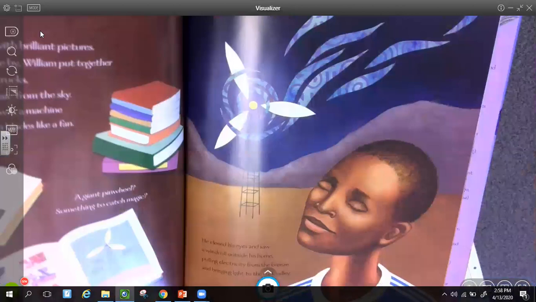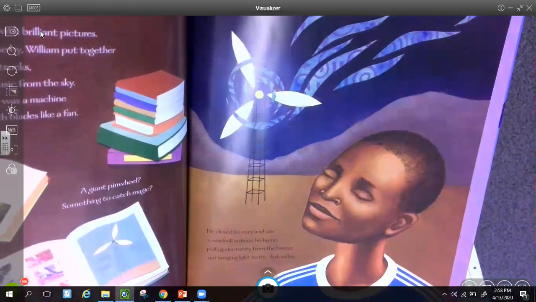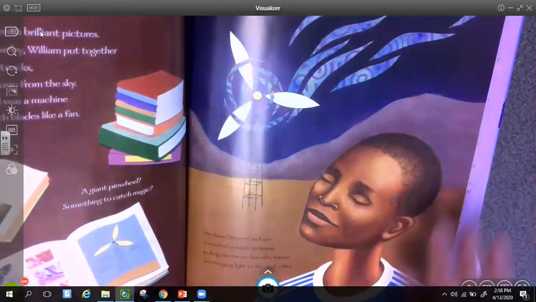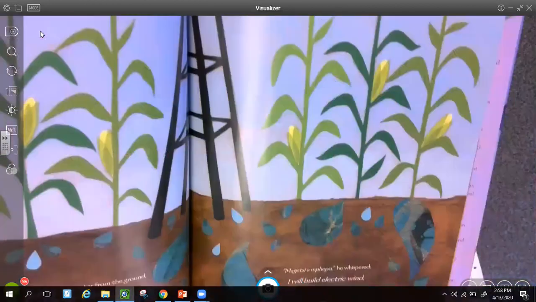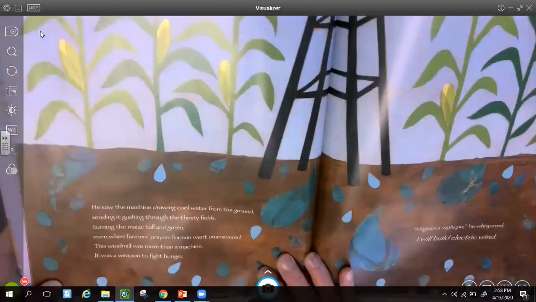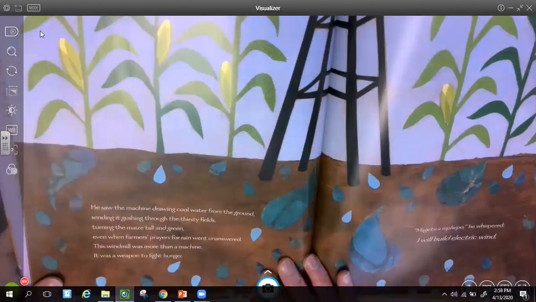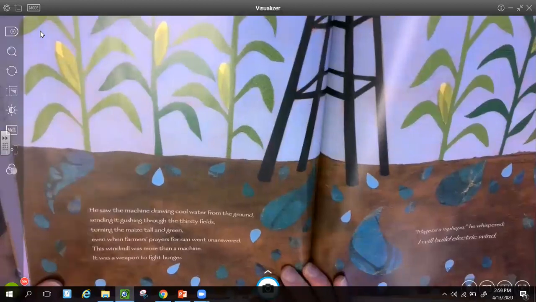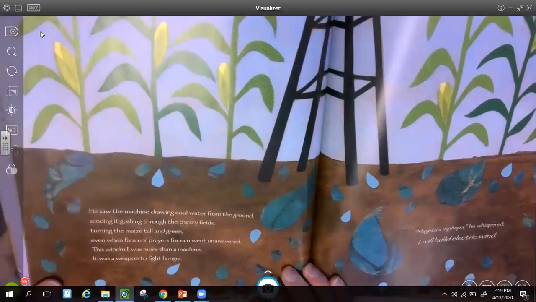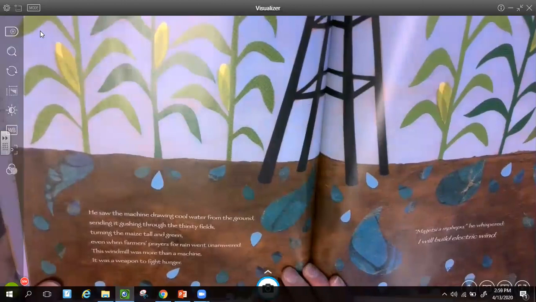He closed his eyes and saw a windmill outside his home, pulling electricity from the breeze and bringing light to the dark valley. He saw the machine drawing cool water from the ground, sending it gushing through the thirsty fields, turning the maize tall and green. Even when farmers' prayers for rain went unanswered, this windmill was more than a machine. It was a weapon to fight hunger. He whispered, "I will build electric wind."